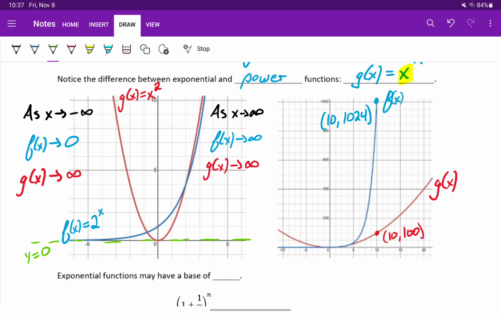And this is where we get the idea, if you ever have heard someone refer to exponential growth, or something growing exponentially, they're talking about very fast growth because that function value is increasing at a much, much higher rate than the power function g of x.